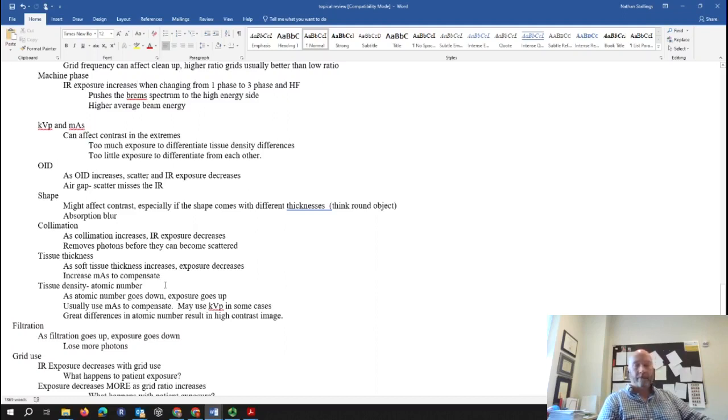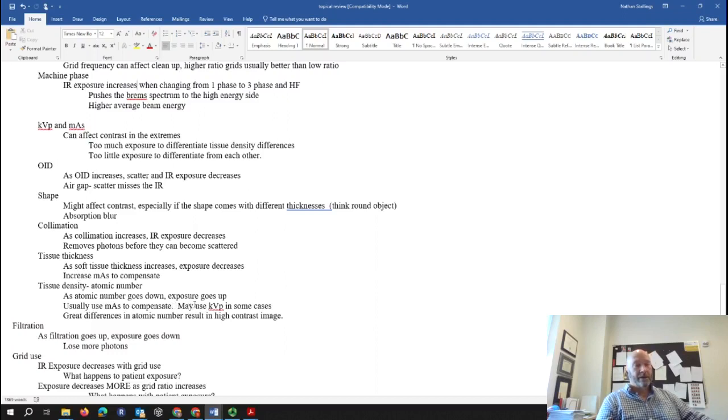It's going to be that atomic number. So you've got a density, you've got an atomic number that's much higher, so it's going to absorb more. You're going to have more photoelectrics, and your image receptor exposure is going to go down. So usually whenever we're talking about tissue thickness, it's going to be mass. Sometimes if we're talking about tissue density, it could also be mass.